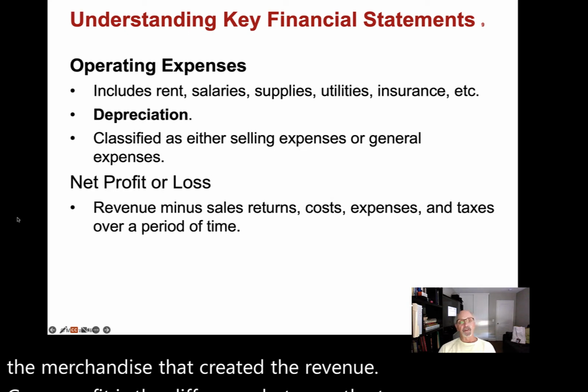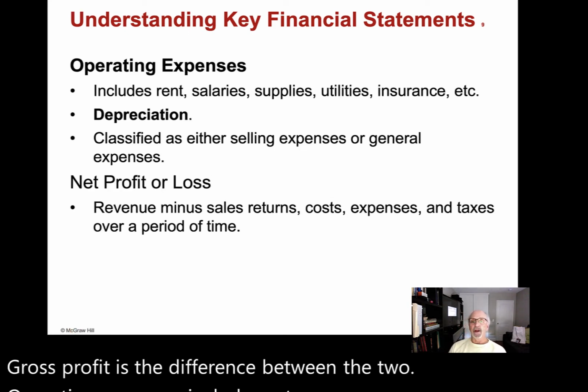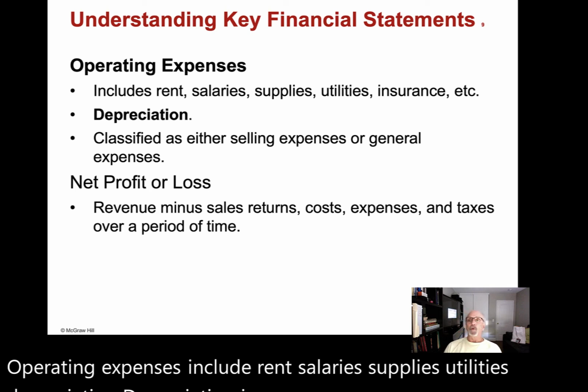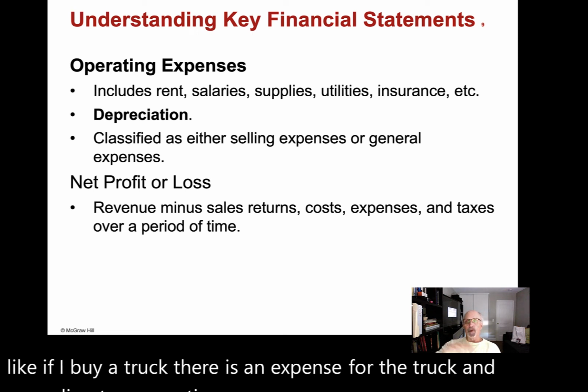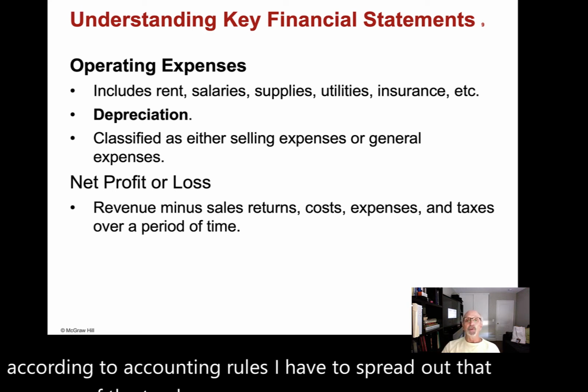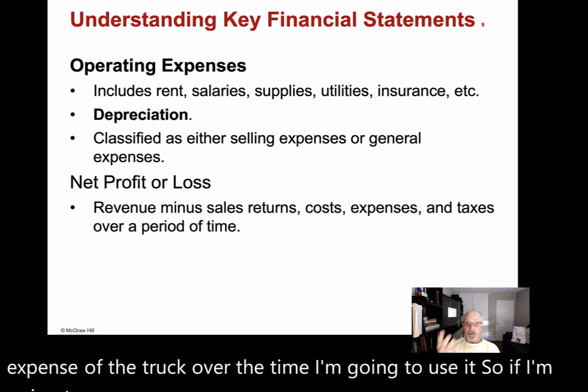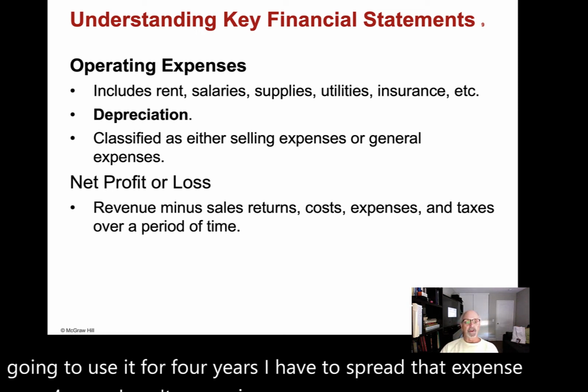Operating expenses include rent, salaries, supplies, utilities. Depreciation. Depreciation is an expense for long-term assets. Like if I buy a truck, there is an expense for the truck, and according to accounting rules, I have to spread out that expense of the truck over the time I'm going to use it. So if I'm going to use it for 4 years, I have to spread that expense over 4 years. I can't recognize it all in 1 year.